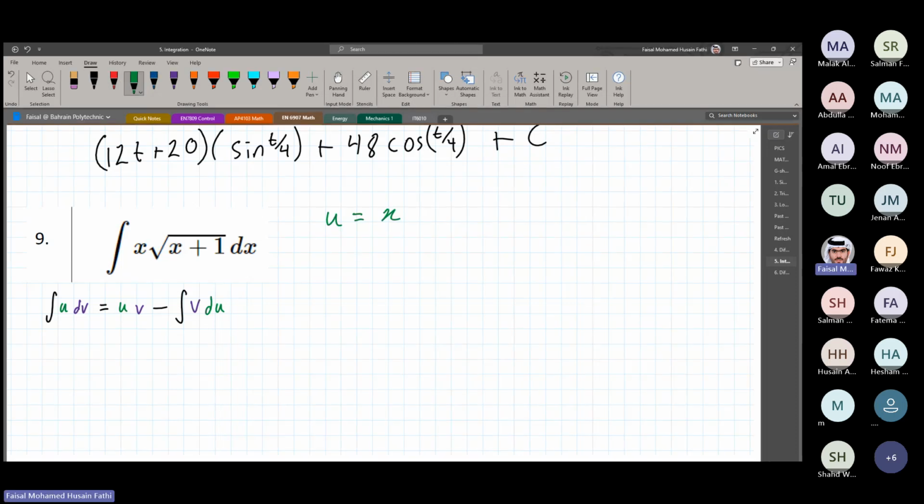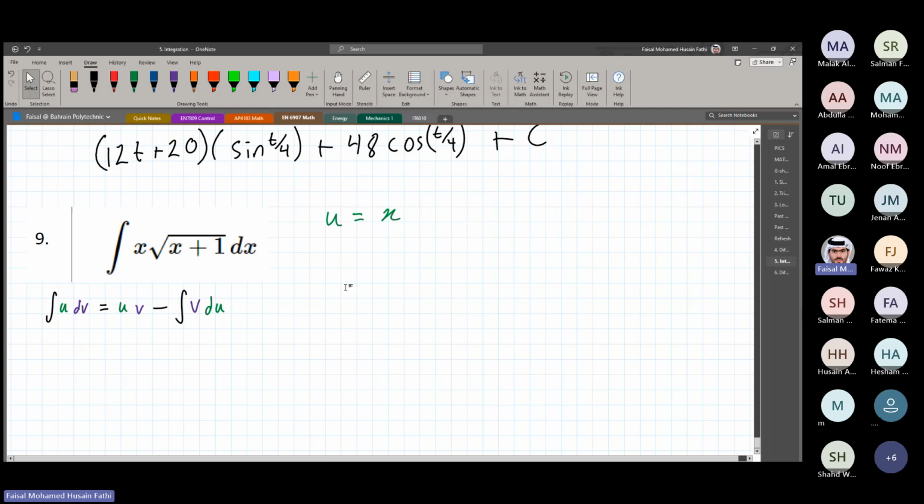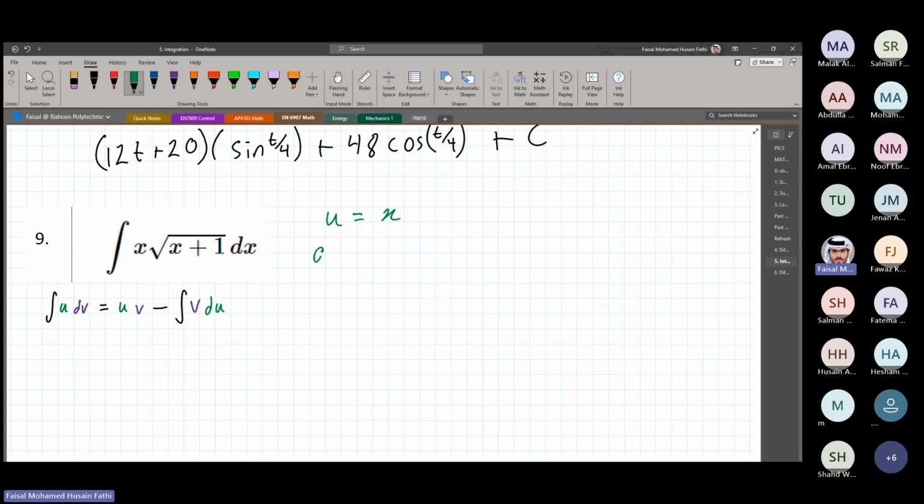Okay, here we need to think about it just ever so slightly. What is easier to set as u: x or square root of x plus 1? It doesn't matter, really. It's both the same, because both are easy to integrate and derive. So du is equal to 1 dx.